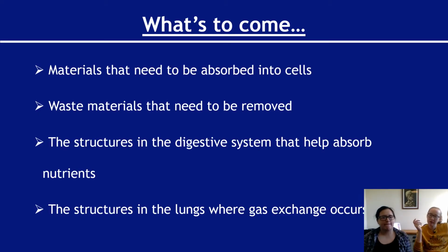So what we're going to look at in this video and the next video is the different materials that need to be absorbed into cells. Obviously there's quite a few important things our body needs. We're going to look at the waste materials that need to be removed. We're going to look at the different structures in the digestive system that help absorb these nutrients, which is going to be this video. And then in the next video we're going to look at the different structures in the lungs where gas exchange occurs, and we talk about the other materials.